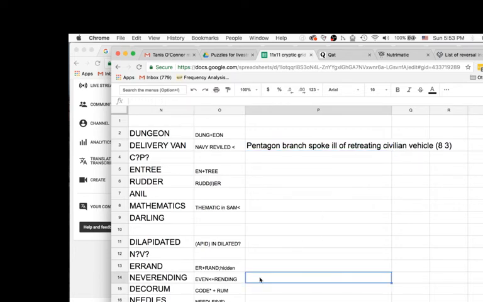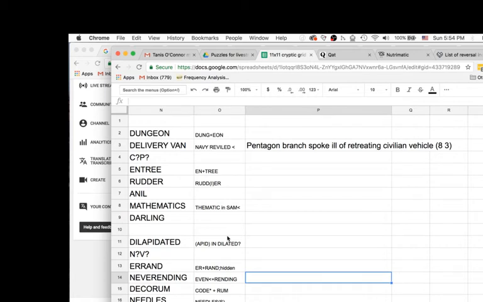And I might not get through all of these in one go. Since it's almost 2 hours now, I will see at some point when I want to stop. So never ending would be a reversal of even plus rending. So even could be level, could be smooth. Rending would be tearing. Never ending would be interminable.